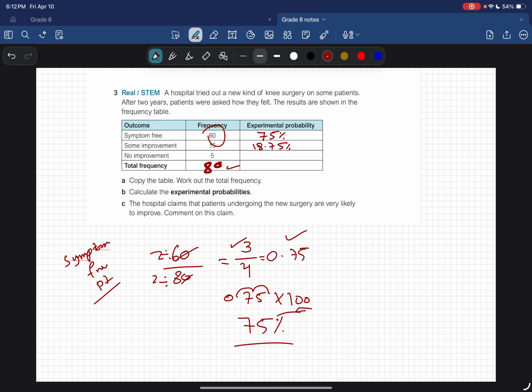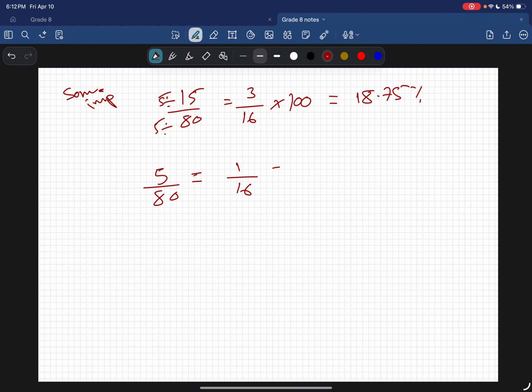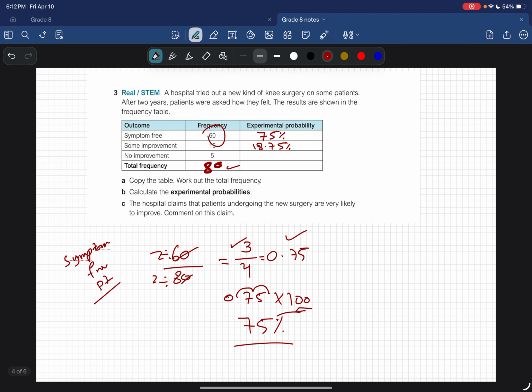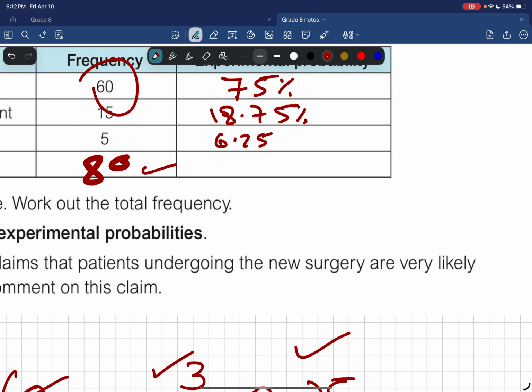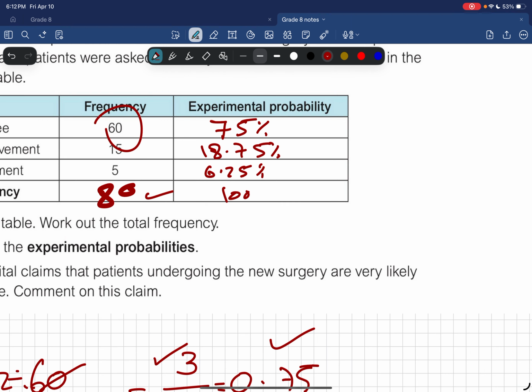No improvement at all. It's going to be 5 over 80, which is the same as 1 over 16. If you multiply this by 100, it's going to be 6.25%. So 6.25%. Okay, if you add them up together, with the 18.75 and everything, it's going to be 100%, which is the total patients we have.